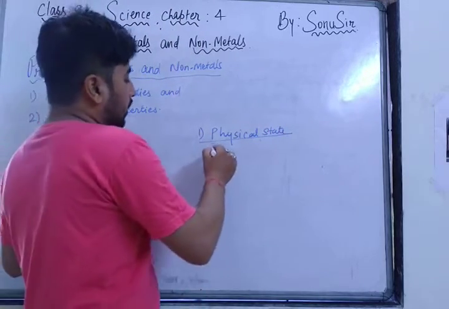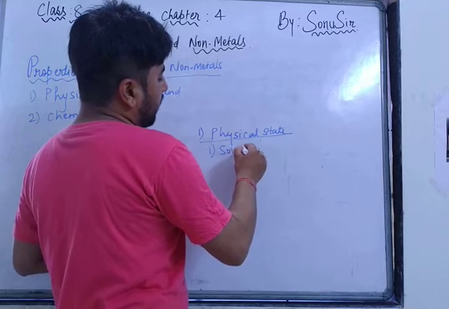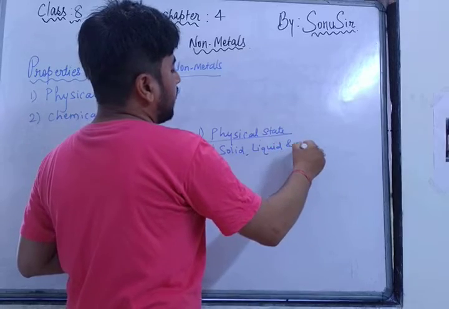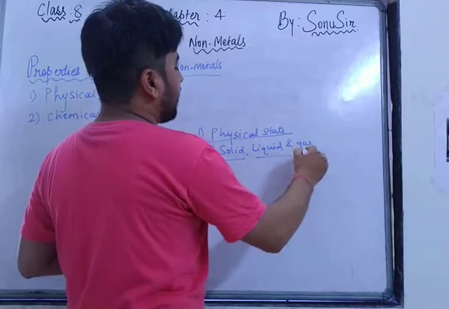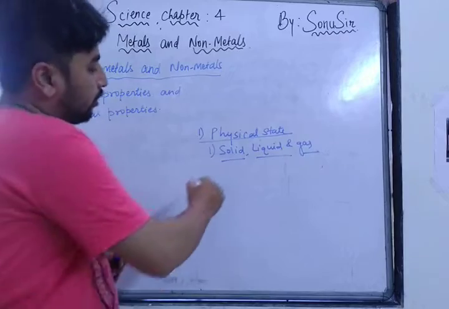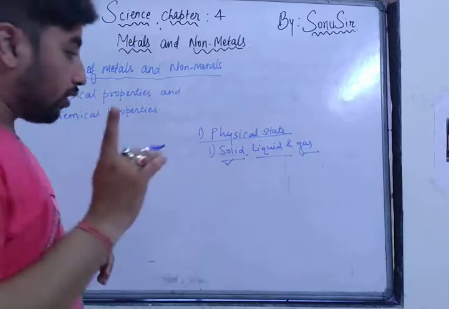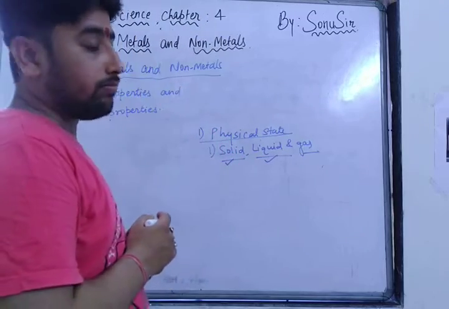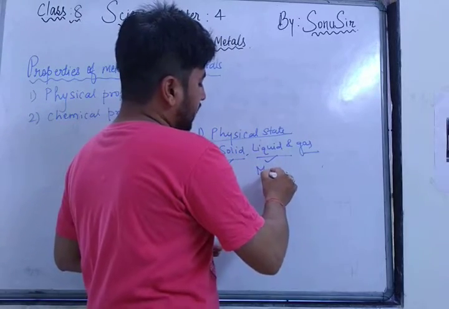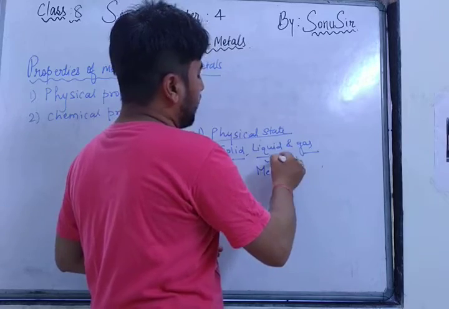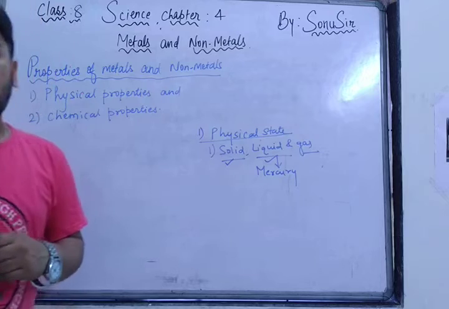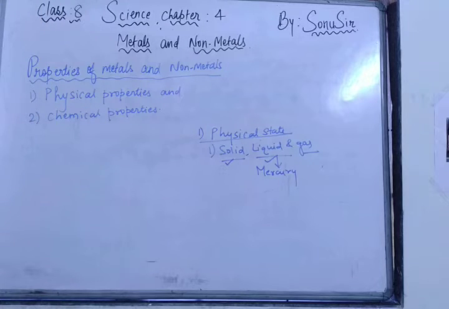There are three states: solid, liquid and gas. Of these three states, metals exist in the solid state. Remember, there is only one metal which exists in the liquid state. That metal's name is mercury. Which is that metal? Mercury. Mercury only exists as a liquid. The rest of all the metals exist in solid form. Got it? At room temperature, only and only mercury exists in the liquid state.